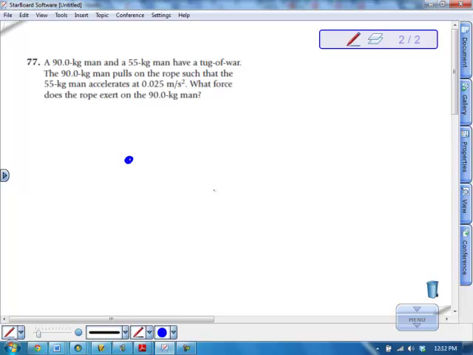Okay, so I'm going to draw a free body diagram for the 55-kilogram man. I can't draw a free body diagram for the system unless I'm looking at net force. So I have to look at each one of them individually. So I'm going to look at the 55-kilogram man since he's the one being accelerated. So what I can draw is a force that's being pulled on him, and that force is accelerating him at 0.025 meters per second squared.